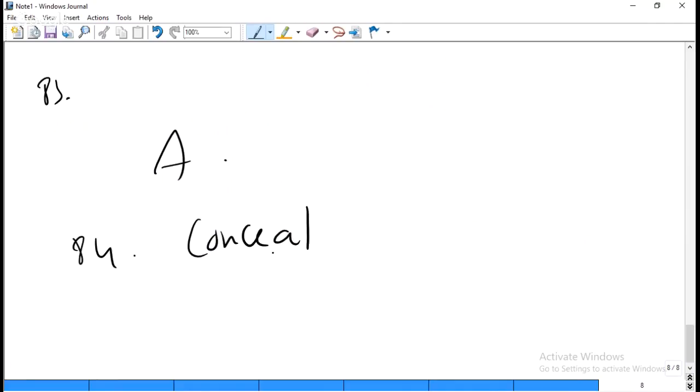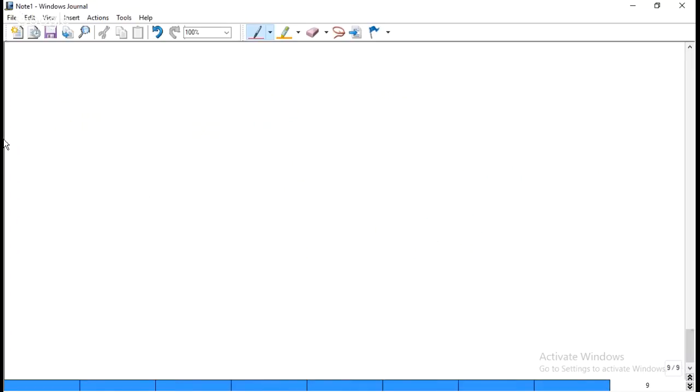Conceal. So we need to find the antonym. Conceal means to hide. So what should be the antonym? It should be disclose, reveal, like this. In option A, there is reveal, B confuse, C disclaim, D refuse. Option A is the answer.